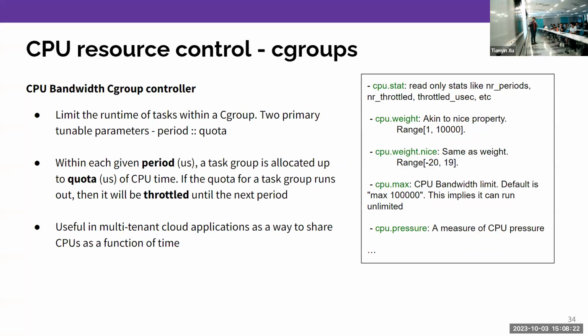So the CPU bandwidth cgroup controller was introduced, and it has two major properties. It has a period and it has a quota.